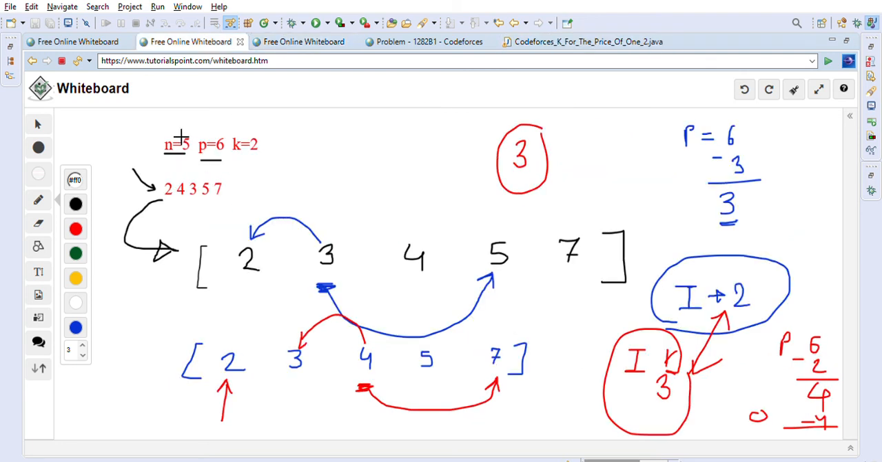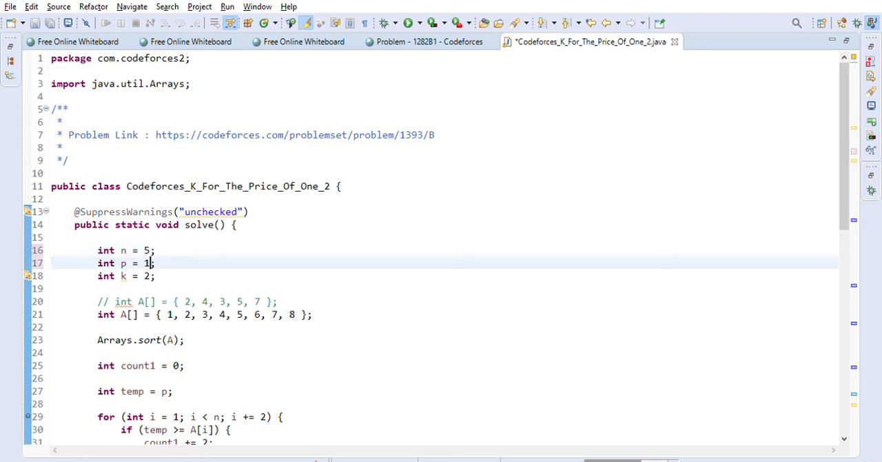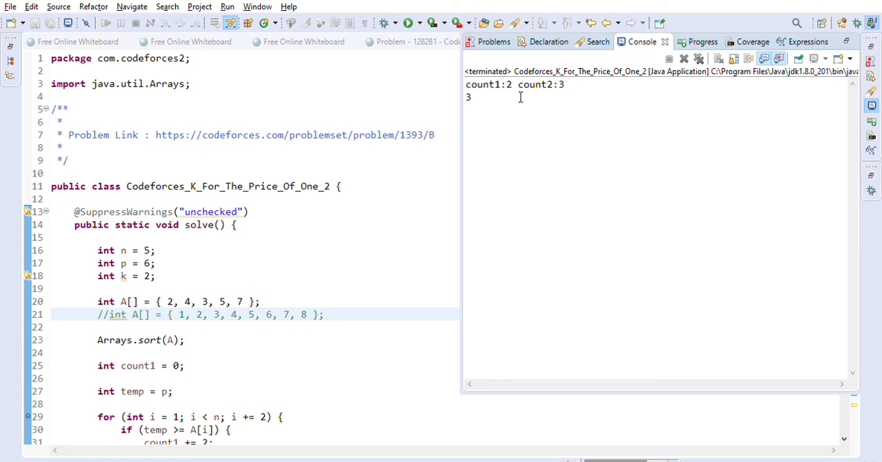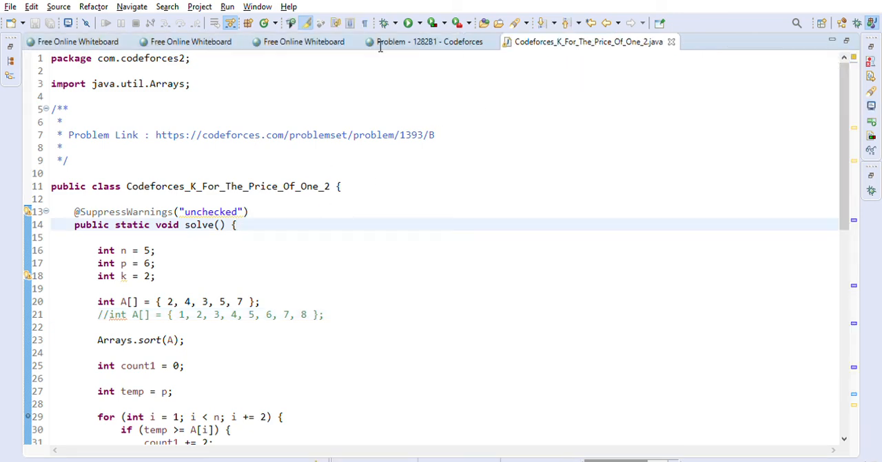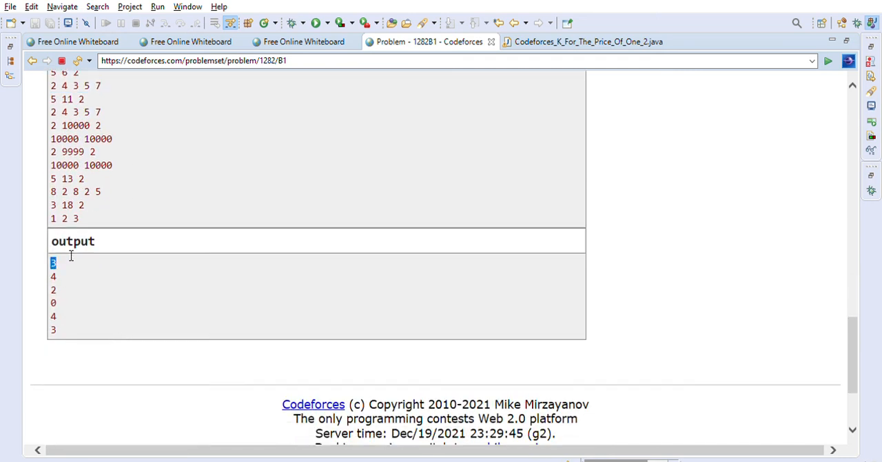So let's take another example that they gave us. The first example 5 6 2, and then let's just modify this one quickly. So it is 5 6 and 2, and this is the input array that they have already given us. So let's just run this another example and make sure it works. So in this case count 1 is 2, count 2 is 3, so the maximum will be 3, right? So 3 is the answer. So this is the first example we saw, and 3 is the answer that we got, which is the correct answer.